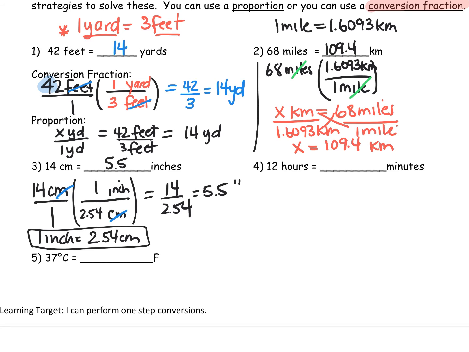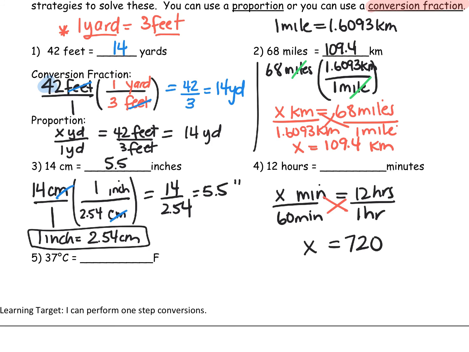So that one I will set it up as a proportion if you want. Again, it doesn't matter. So I've got x minutes equals 12 hours, just basically rewriting the question. And then what I know from my sheet when I go down to the time one is that I have 60 minutes is 1 hour. Again, lining up your units. So I'm going to cross multiply. X times 1 is x, and 60 times 12 is 720.